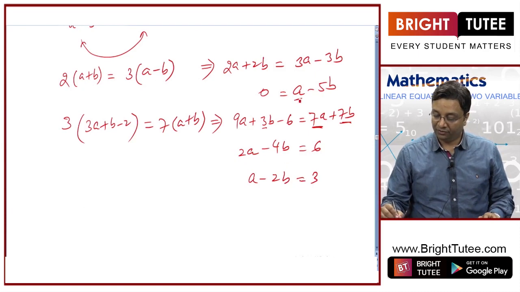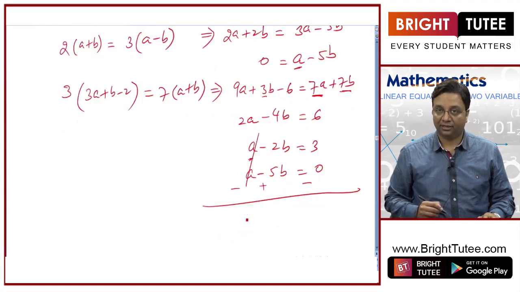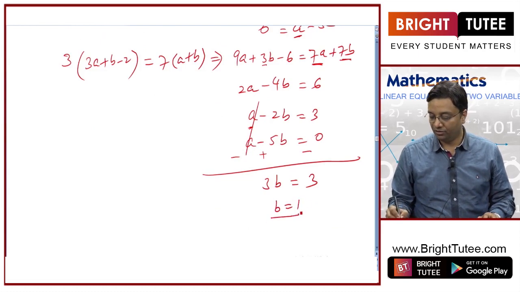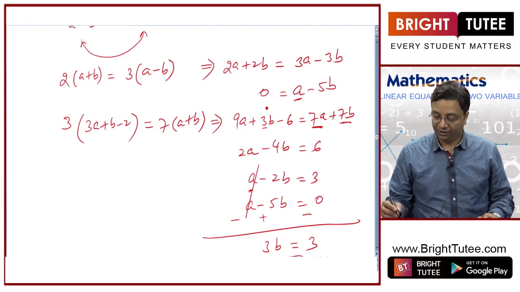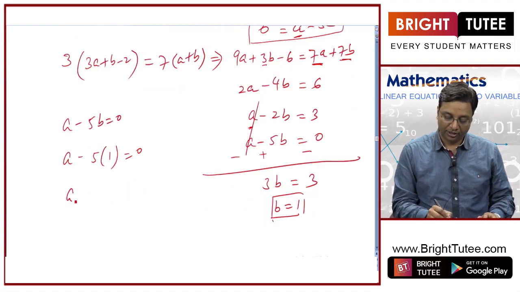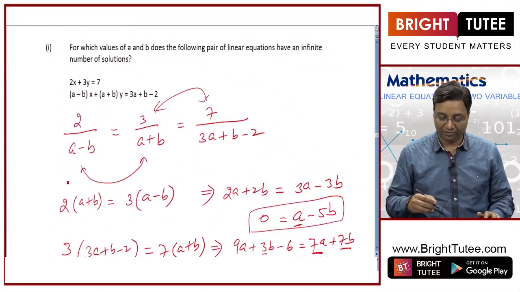Now, see, coefficient of a is 1 here and 1 here. So, I will compare these, a minus 5b is equal to 0. I will subtract these, minus plus minus. So, a is cancelled out, this is 3b equals 3, hence b is equal to 1. Now, I can put b equal to 1 in any of these equations. So, let us put it in this equation, a minus 5b is equal to 0, a minus 5 into 1. So, a is equal to 5. I have got value of a as 5, b as 1.